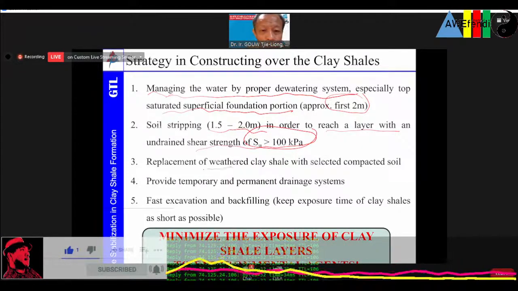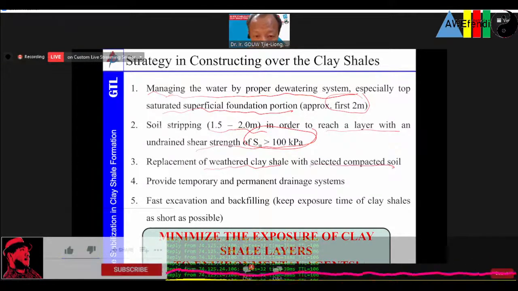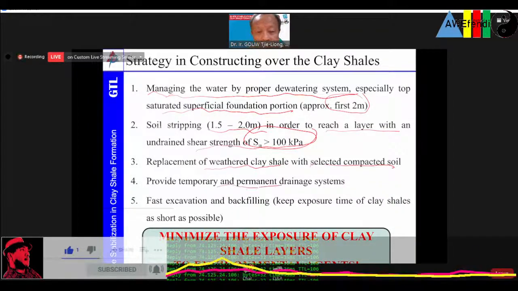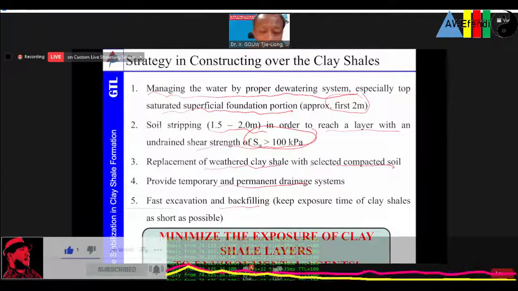And replacement of weathered clay shell with selected compacted soil. So the weathered clay shell, we try to get rid of it also. Provide temporary and permanent drainage system. Then fast excavation and backfilling. Keep exposure time of clay as short as possible.